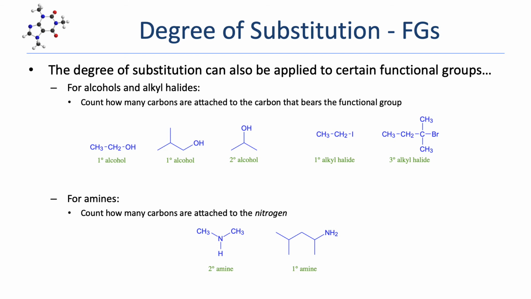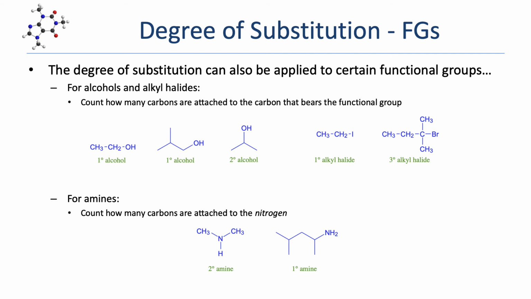Look at the second alcohol example. This is another primary alcohol. Yes, there's a tertiary carbon in this molecule, right? But when you're describing the functionality, if you're going to say what kind of alcohol this is, what is the degree of substitution, we only care about the actual substitution pattern on the functionalized carbon. And if you look at the carbon that bears the OH, you can see that it is bonded to only 1 carbon, so it is primary. So we call this a primary alcohol.